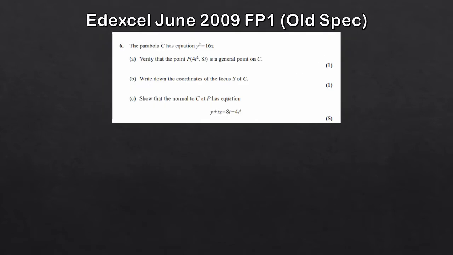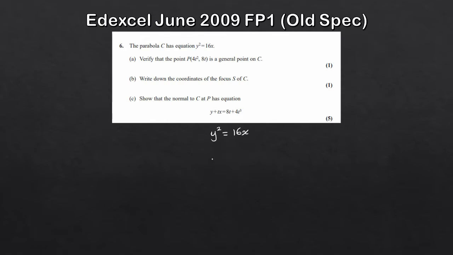So let's take a look at the next one. This question is taken from one of the old exam papers. It's basically the exact same material. The ordering was slightly different when they used to do it, but the material is exactly the same. So we're given a parabola C again, which has this time the equation y squared equals 16x. Part A just asks us to verify that our point does lie on this curve, or the parabola C.